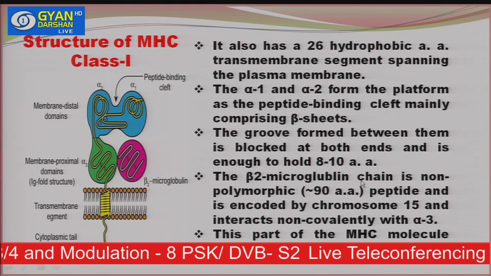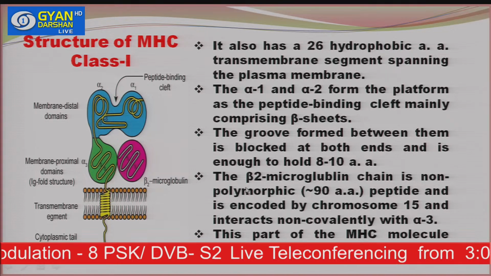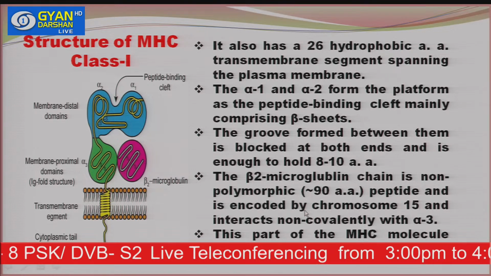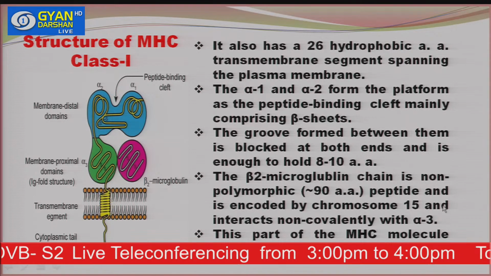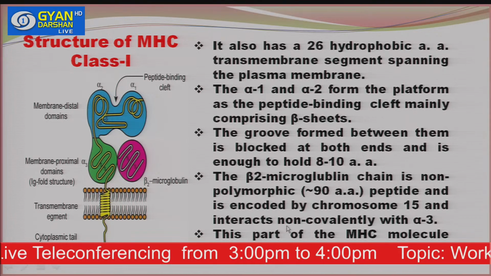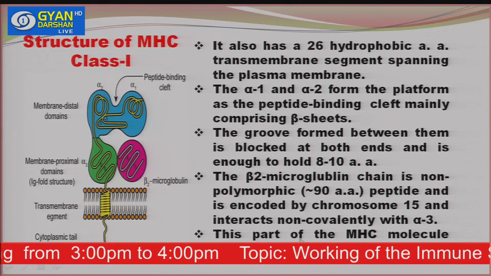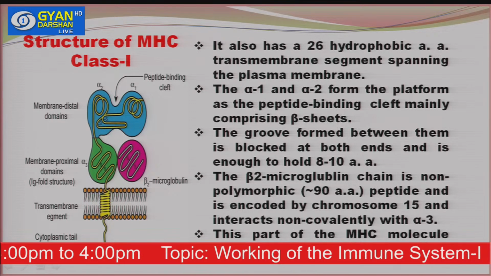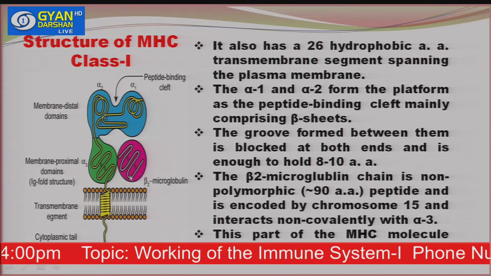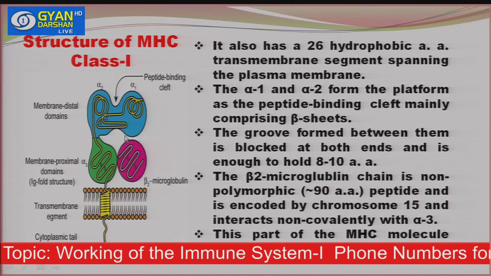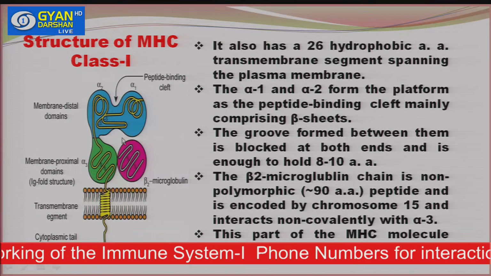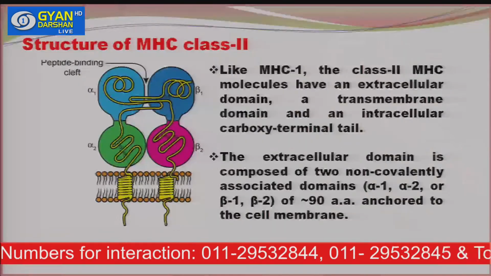The beta 2 microglobulin chain is non-polymorphic, a 90 amino acid peptide encoded by chromosome number 15, and interacts non-covalently with alpha 3, and this part of the MHC molecule binds to cytotoxic T cells. So these are the structures of the MHC class I molecule. Another is the structure of the MHC class II molecule.